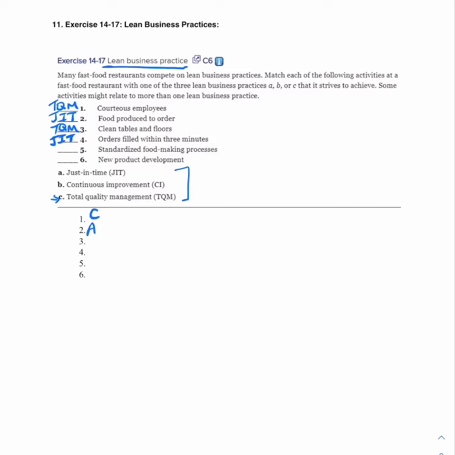Standardized food making process. If we make it the same way every time, then the quality should hopefully be good. That will be another hit, another point for total quality management. And finally, new product development. This is going to be continuous improvement because this is where we are saying we want to keep getting better. And one of the ways we're going to do that is by making these new products for our customers.